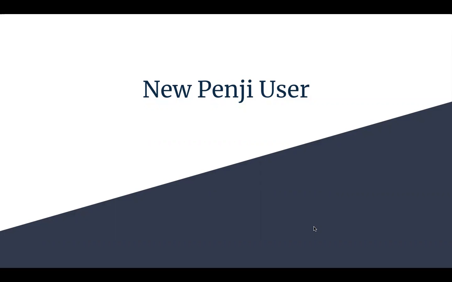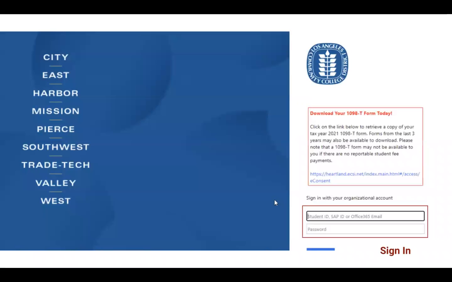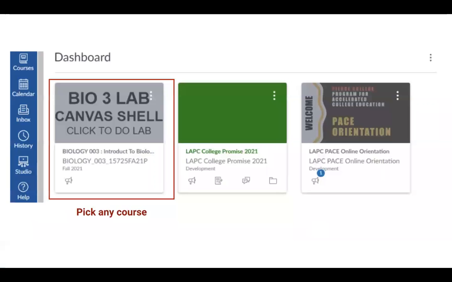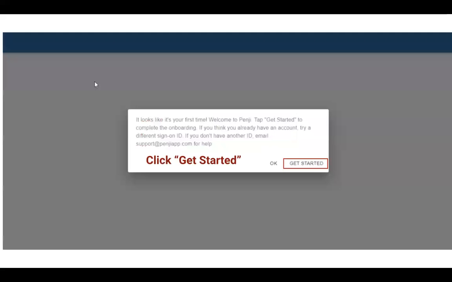how to access an on-campus tutor through Canvas. Let's get started. Our starting point will be Canvas. Log in with your student email and password as you usually would. Pick any course from your dashboard that you'd like to get tutoring for. Find LAPC Tutoring in the course navigation menu on the left.